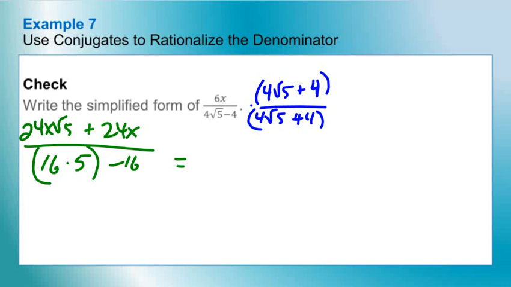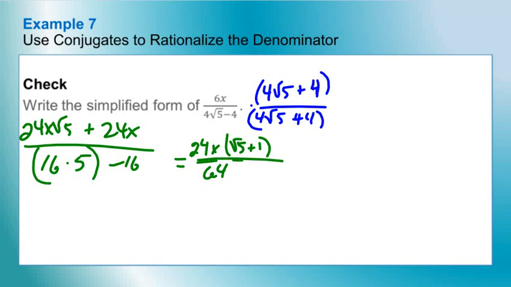We simplify that. We have 16 times 5, which gives us 80. Minus 16 gives us 64 all over. And I can simplify this. If I take the 24x out, that will leave us with square root of 5 plus 1.